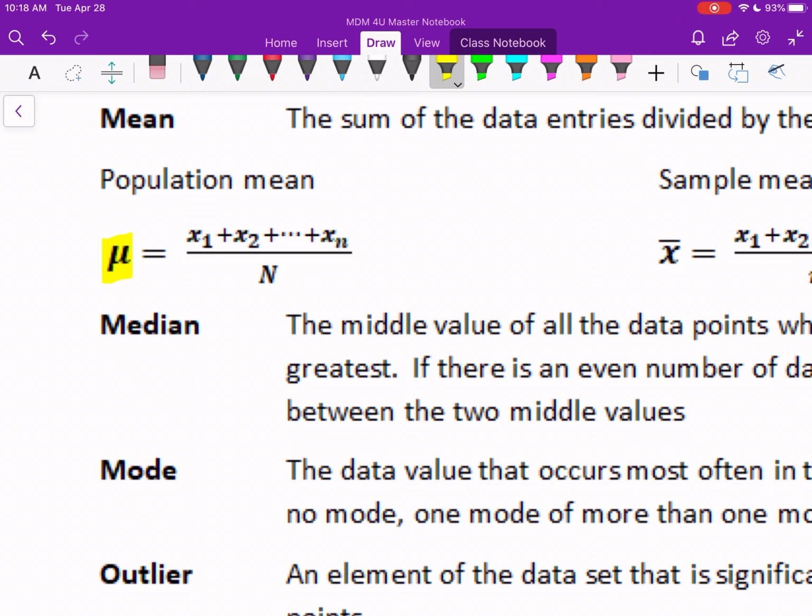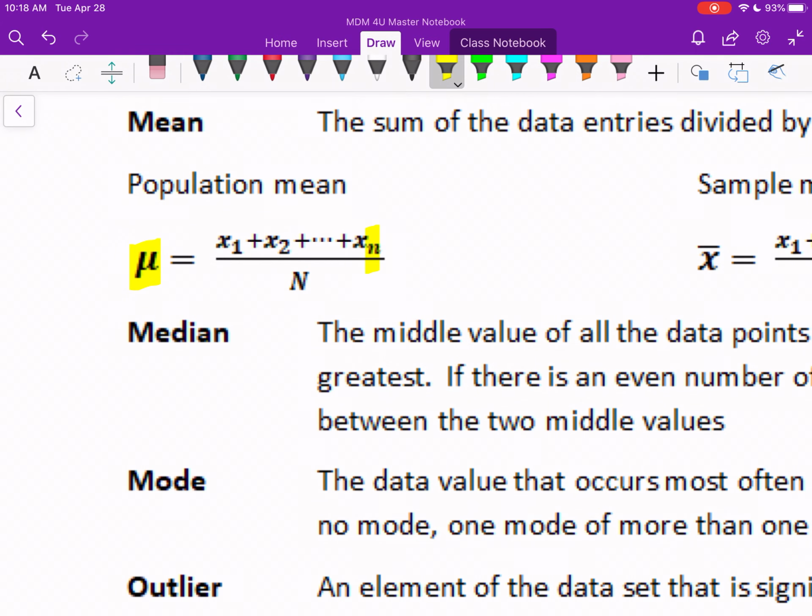mu, which is just a Greek letter, is equal to x1 plus x2 plus up to xn. And those little subscripts 1 through n are simply telling us which data piece we're looking at, the first one, the second one, the nth one, and so on. And so if there are n pieces of data, then we're going to divide it by n as well. And in this case, they use big N to represent the size of the population. So again, this is a formula for mean for a population.